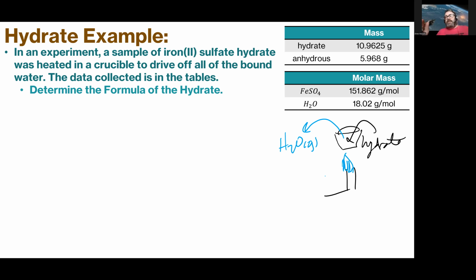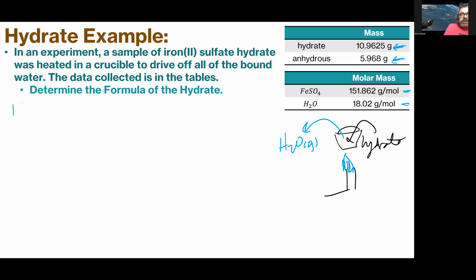So if you get the mass of hydrate you put in there, and you cool everything down and get the mass of the anhydrous compound, remember anhydrous means without water, when you're done, then you can figure out what the formula of the hydrate is. Okay, so here's our data. We have the mass of hydrate we started with, the mass of anhydrous we got at the end of the experiment, and we're also given some important molar masses. This is iron 2 sulfate, so here's the molar mass of iron 2 sulfate, and here's the molar mass of water.